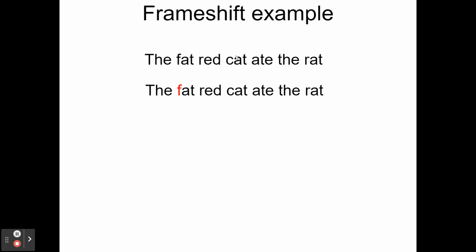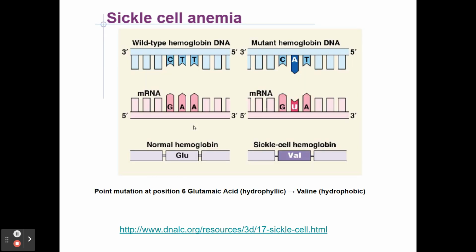But if I just remove the F here, now what's going to happen, we're going to frame shift and we're going to read that as still 3 letters at a time, but it's not going to make any sense. Now we have the atter, itic, atta, tet, at. Does not make any sense at all. And that would be an example of a frame shift mutation where the ribosome is now reading a different set of 3 nucleotides at a time.